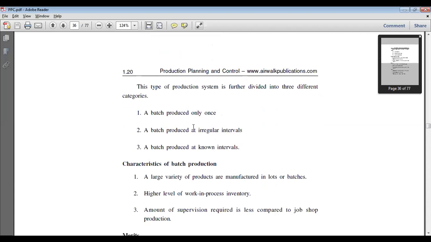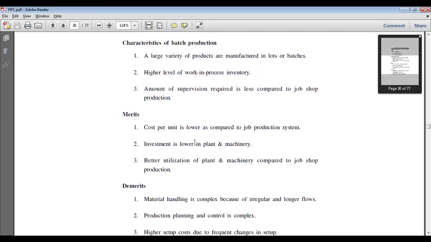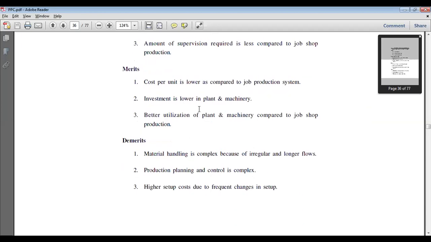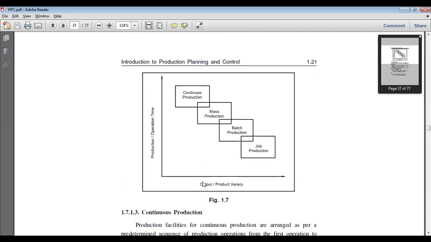A batch produced only once, a batch produced at irregular intervals, a batch produced at non-intervals. Merits: cost per unit is lower compared to the job production system, investment is lower, and better utilization of plant and machinery. Demerits: it is also complex, PPC is higher, planning is higher, then higher setup cost. We come to output, product variety, production operation: continuous operation, mass production, batch production, job production.